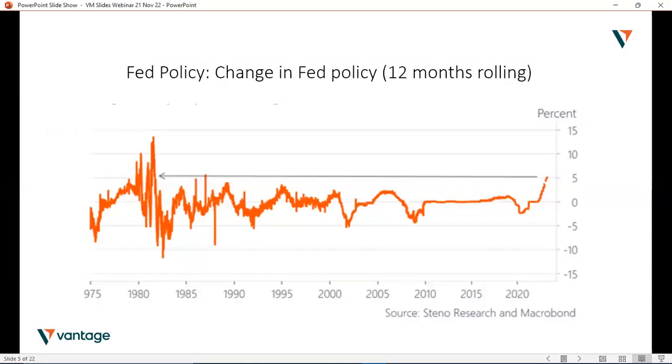PMIs. I've got a chart in here actually just showing you Fed policy that you can see there. I'll probably use that in the weeks to come. Actually, you can see that potentially if we do get to around 5% in the Fed funds peak rate, then that would be the most tightening we've seen in such a short period in over 4 decades.